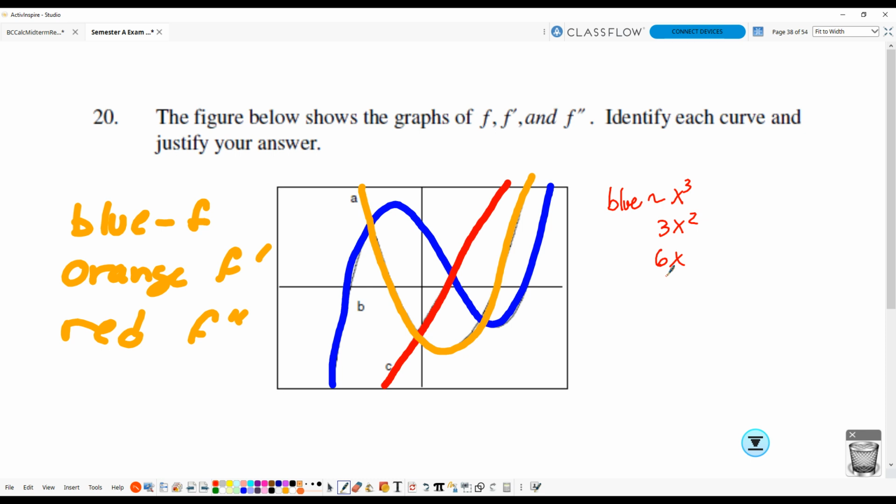Maya, what were you going to say? Just looking at all of the important, like, critical points. At the maximum, we have it going from increasing to decreasing, and we see that graph going from positive to negative. At that point, we see the red going from negative y to positive y, and we see a shift in concavity in the blue.